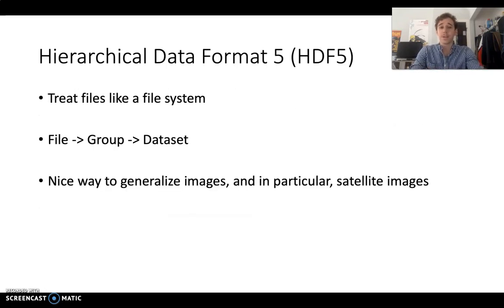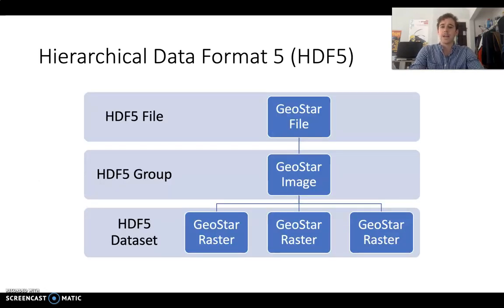From the beginning, the way that we standardize what these images are is this Hierarchical Data Format 5, or HDF5, and it treats a file like it's its own file system. So you have a file, and then below that groups, and below that data sets. This is actually a pretty nice way to generalize images, and in particular satellite images. So if you take a look at it, there's an HDF5 file, group, and data sets. We organize it in a tree where the file has an image within it, and an image can have these GeoStar rasters, which is the same thing as a channel. And the raster data set is just a matrix of numbers. So we treat it very similarly to how you would imagine an image would be.